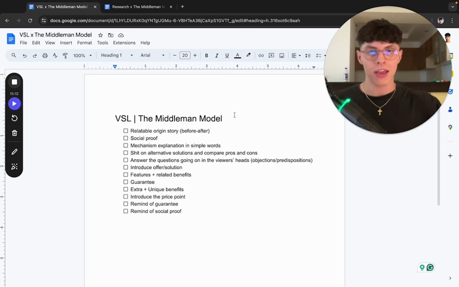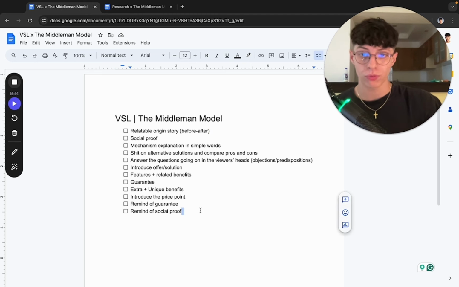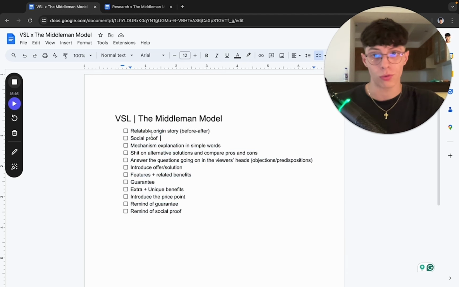But besides that, I just wanted to let you know, this is sort of the structure we're going to follow for this VSL.